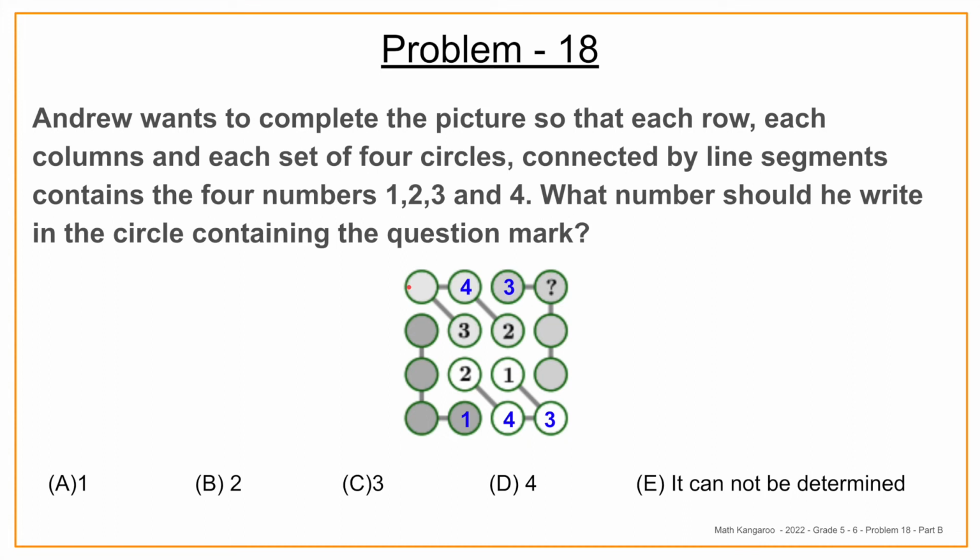Now looking into it, we could say that we could have 1 in here because we need all these 4 numbers in this connection. So we would have 1 in here. Now in this row, the only number missing is 2. So we will have 2 in here. So our answer is option B, 2. So let's see the entire solution. So this is the entire solution filled with these numbers.